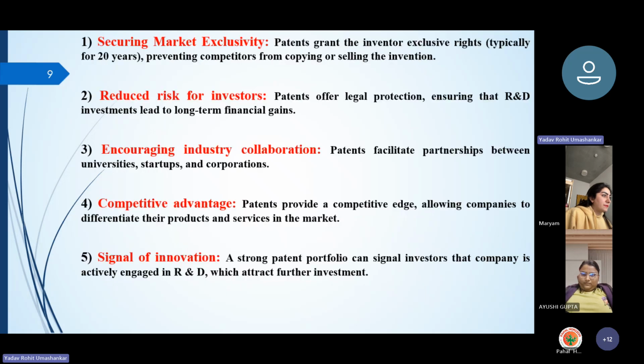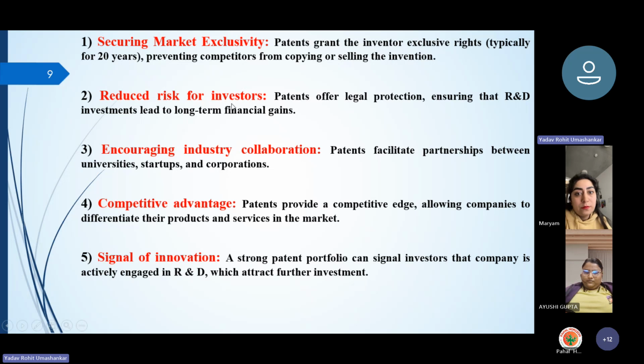So, securing market exclusivity. Once a patent is given to the inventor, he or she has the exclusive rights for typically 20 years, preventing the competitors from copying or selling the invention. So you have your market with you. You can put your patent or your invention in the market, and you can take the royalty of that without interruption of the third party.